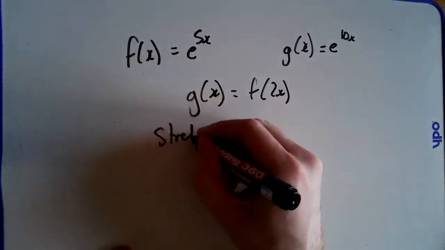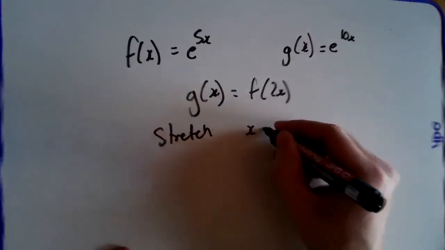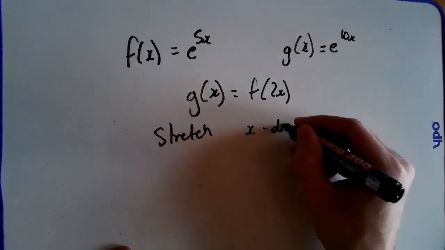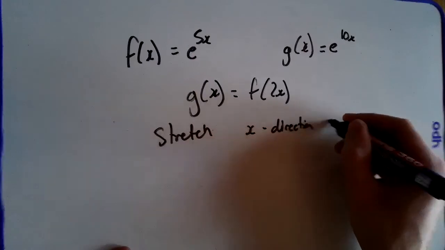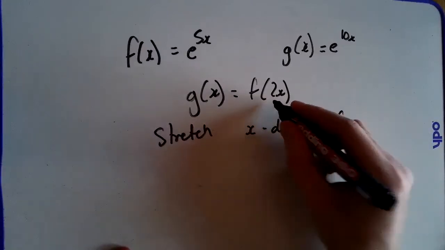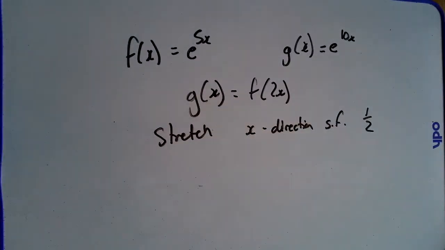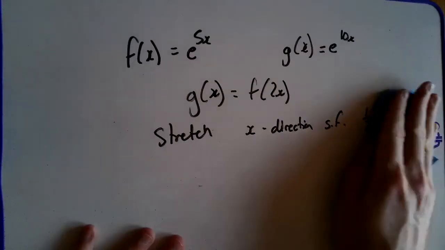So just stretch in the x direction, and the scale factor goes the opposite, so it's a half. And again, you can use your calculator to check that. So sketch both graphs in the calculator, and you should be able to see it.